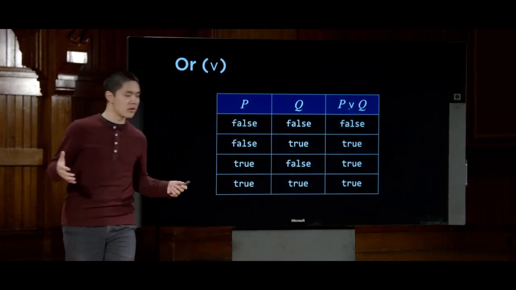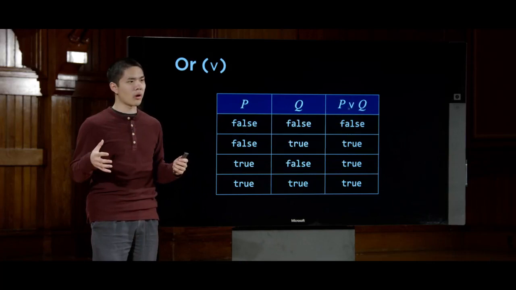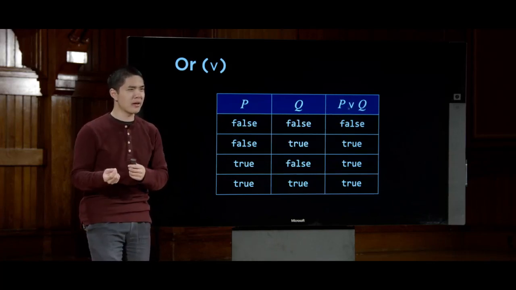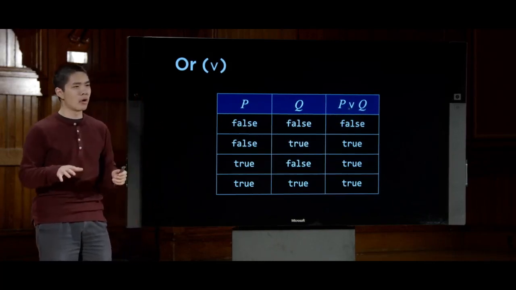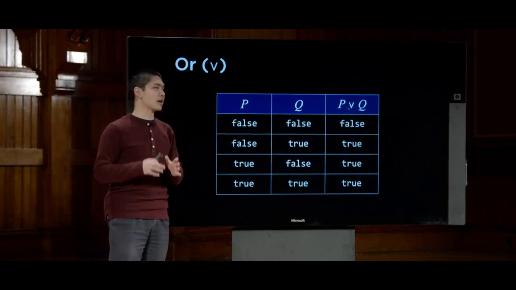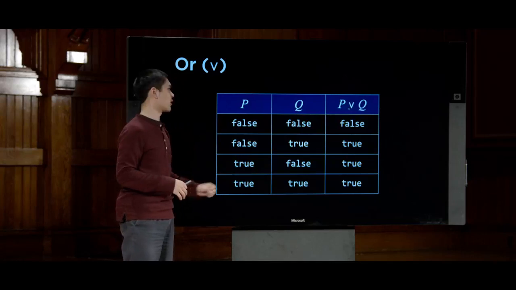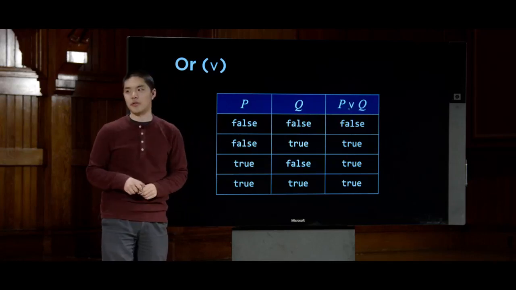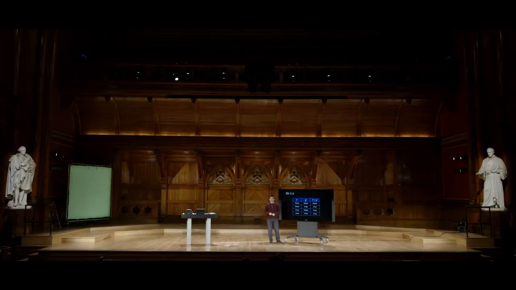In logic, there's another symbol known as the exclusive or, which encodes this idea of exclusivity, of one or the other, but not both. But we're not going to be focusing on that today. Whenever we talk about or, we're always talking about either or both, in this case, as represented by this truth table here. So that now is and and or.